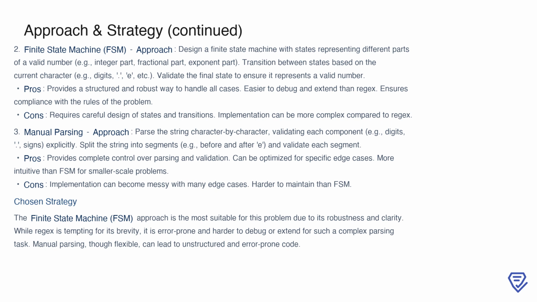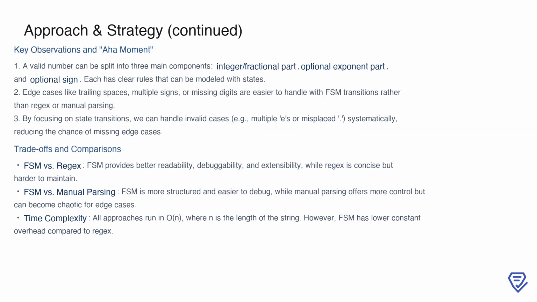A third approach is manual parsing, where we parse the string character by character, validating each component explicitly. This involves splitting the string into parts, like before and after an e, and validating each segment independently. While manual parsing gives complete control and can be optimized for specific edge cases, it often results in unstructured code that's harder to maintain. Among these approaches, the FSM stands out as the most structured and reliable solution for this problem.